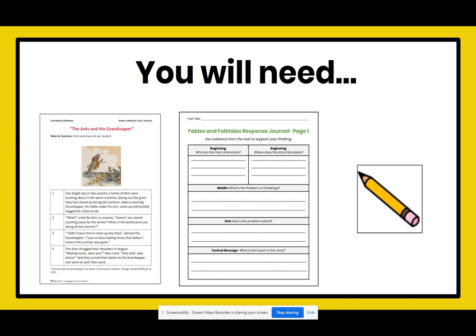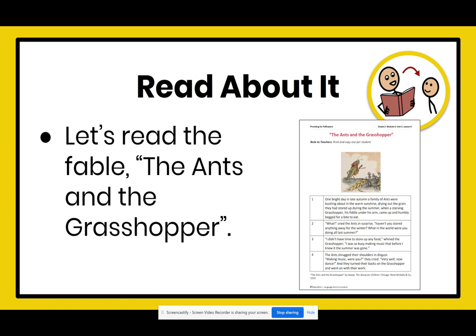Today you will recount and write the central message and key events from the fable, The Ants and the Grasshopper. You will need The Ants and the Grasshopper, the story. You will need Fables and Folktales Response Journal, page 1, and you will need a pencil. First, let's read the fable, The Ants and the Grasshopper.